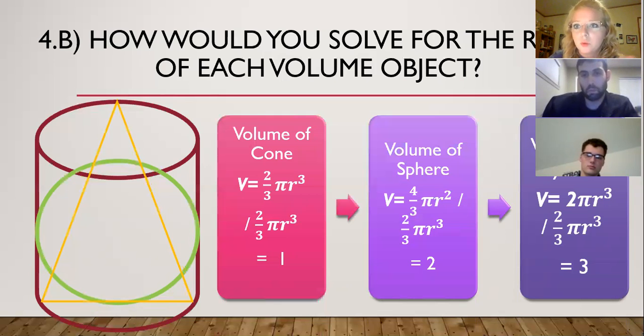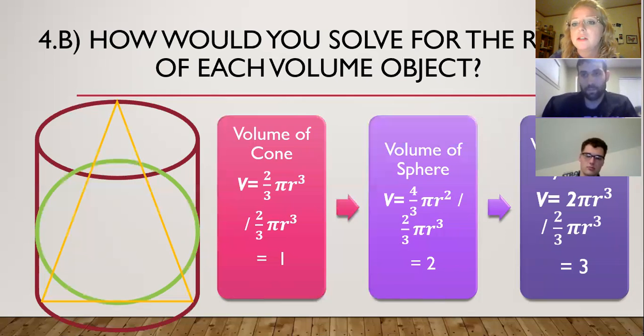What we do is we're going to divide all of these by the volume of a cone. And so we see that the volume of a cone is 2/3 pi r cubed. And so we're going to divide it by itself. And we know that anything divided by itself in math is always going to be 1. So that means that the volume of the cone is going to be a ratio of 1. The volume of a sphere is going to be 4/3 pi r cubed, and we're going to divide that by the volume of the cone, the 2/3 pi r cubed. And that's going to give us the result of a 2. And so the ratio of the volume of the sphere is a 2.